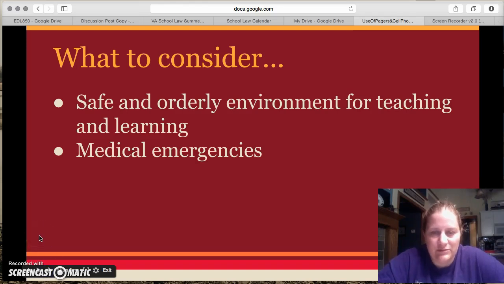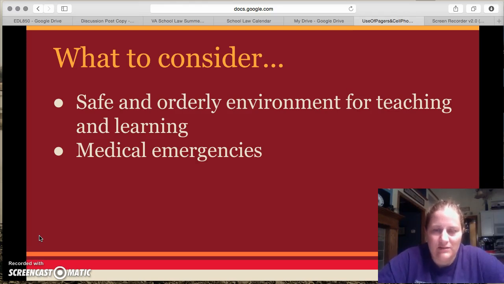Also, as an administrator, you need to consider the safety and orderly environment for teaching and learning. So if you have a cell phone in there, it could be a distraction. That's not really an orderly environment. Safe, which I already talked about, cell phones being stolen, or things can be started, pictures could be taken of somebody and posted online, and so said this, and so said that. So that's really not a very positive learning environment that, as an administrator, you would want to be supporting.